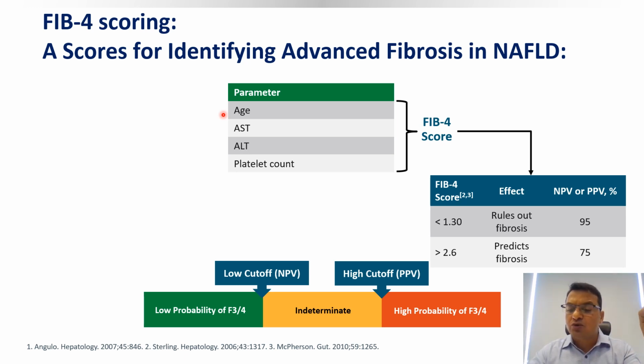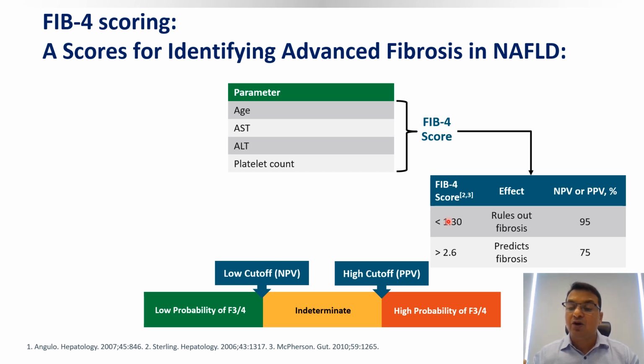This scoring is so simple and easy, it hardly takes 10 seconds on your smartphone. Now, how do we interpret the FIB4 reading? If the FIB4 score is less than 1.3, that means you rule out the presence of significant or advanced fibrosis. Look at the negative predictive value. It has an excellent negative predictive value of 95%.